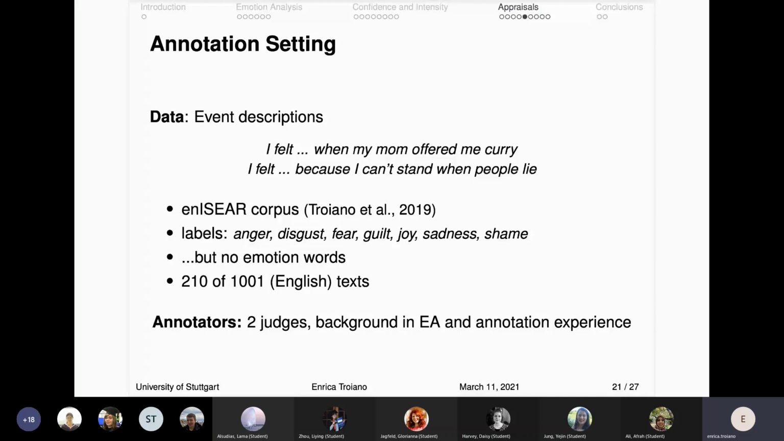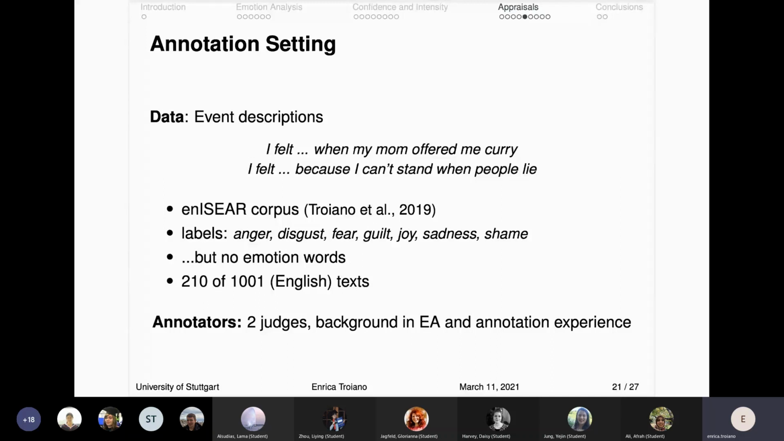We took these descriptions from the UCREL corpus, which is a corpus of texts in English, and which contains sentences that sound something like this. I felt ... when my mom offered me curry. I felt ... because I can't stand when people lie.